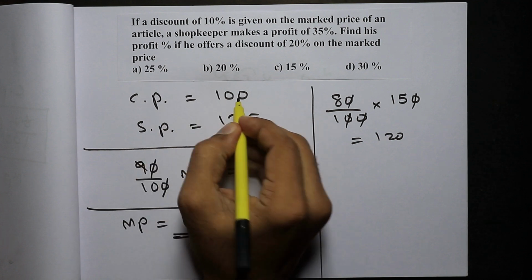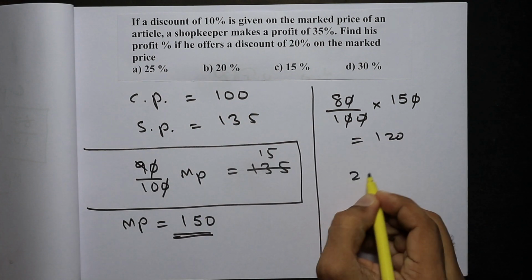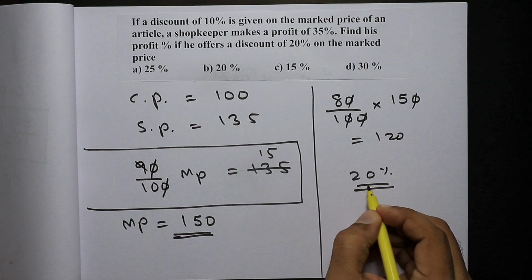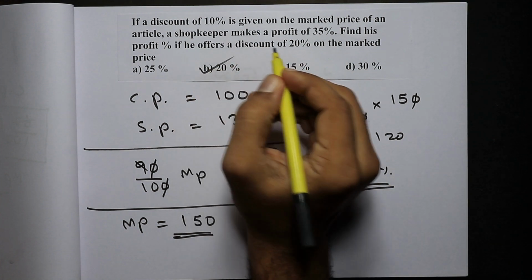His cost price is 100 and he is getting 120, which means that his profit percentage will be 20% profit. Hence option B, 20%.